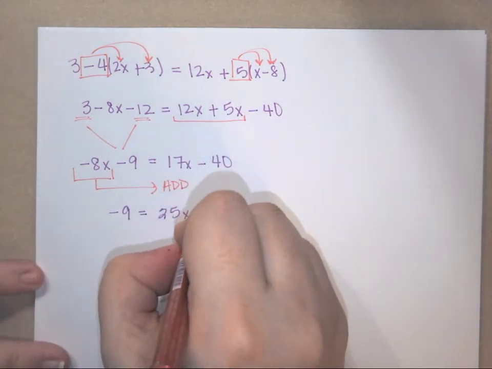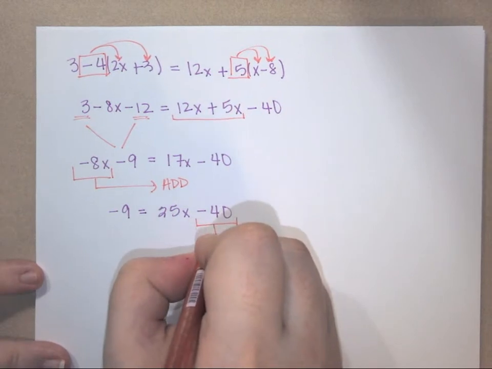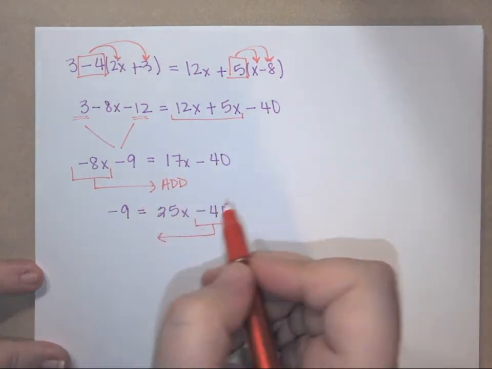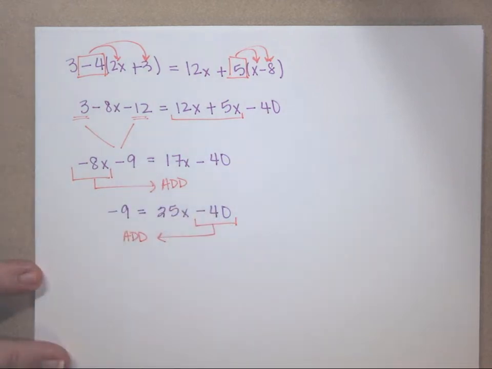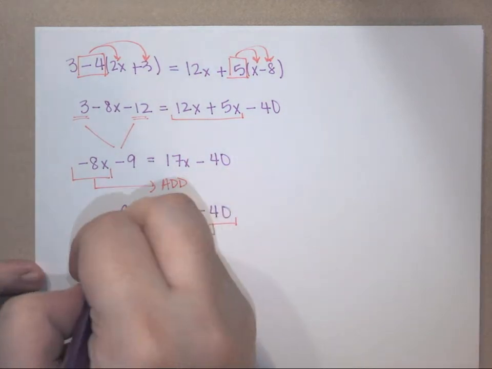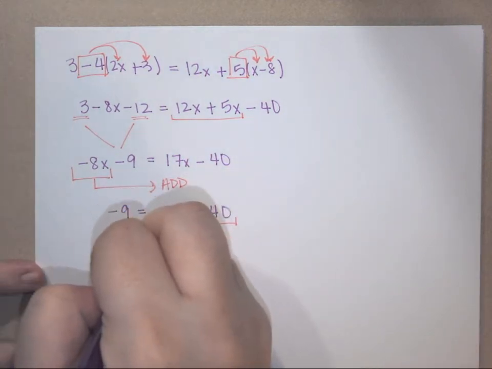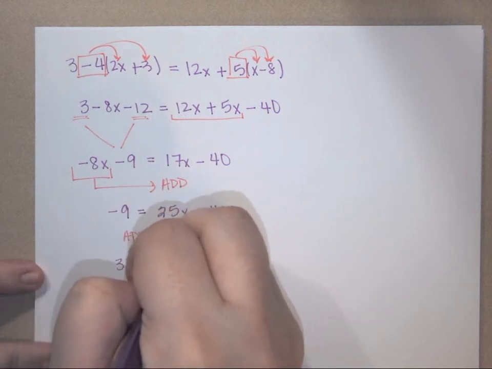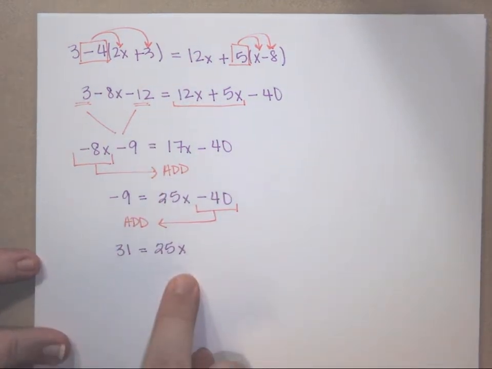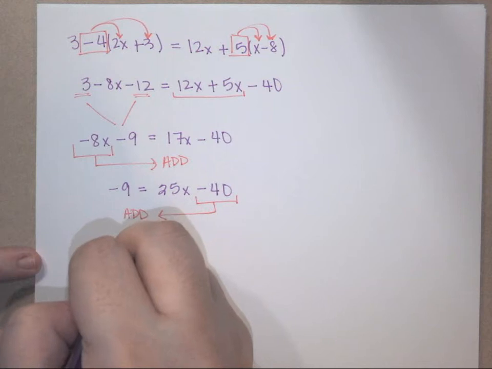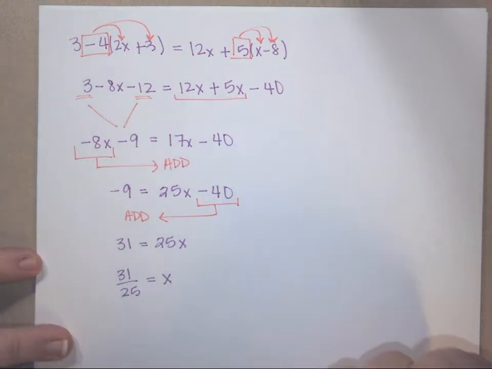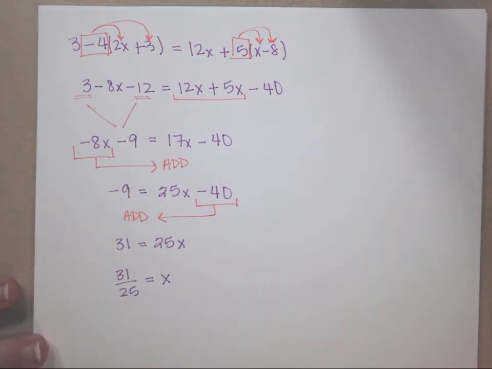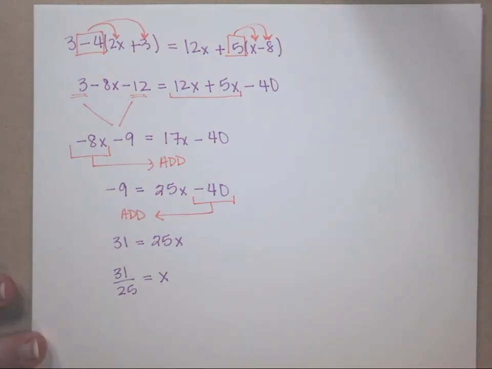I now have to take my 40 and shift it over. Again, it's negative, so I have to add. Negative 9 plus 40 is going to give me 31 equals my 25x. Get x by itself by dividing. 31 over 25 is equal to x. Okay, multi-step problem.